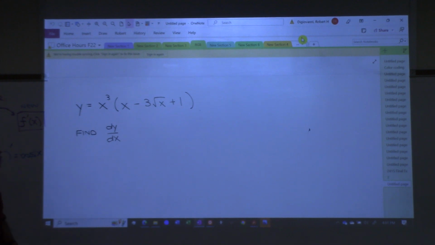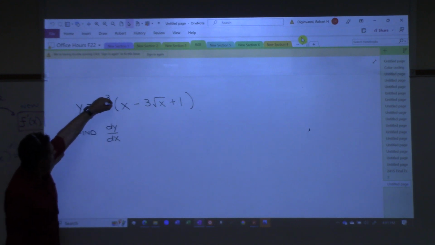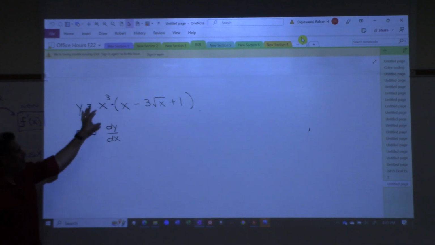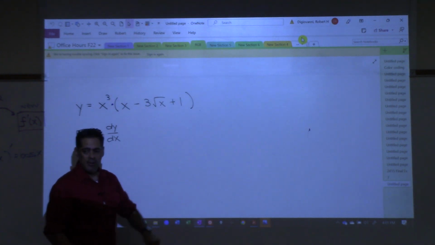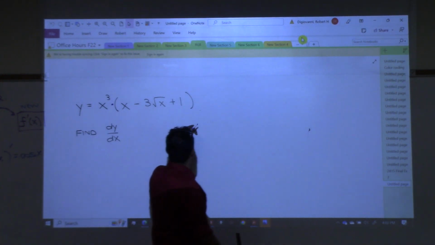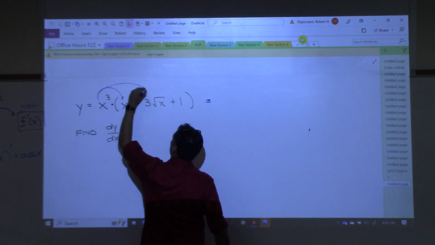What do you see happening here? X cubed times what? All right, have I shown you any rules on how to deal with multiplication when you take a derivative? No. You can't assume that you can do this and that separately, right? So don't do that. That'll be bad. But you can do what first? Distribute. So before you do any derivative, first distribute the x cubed through the parentheses.